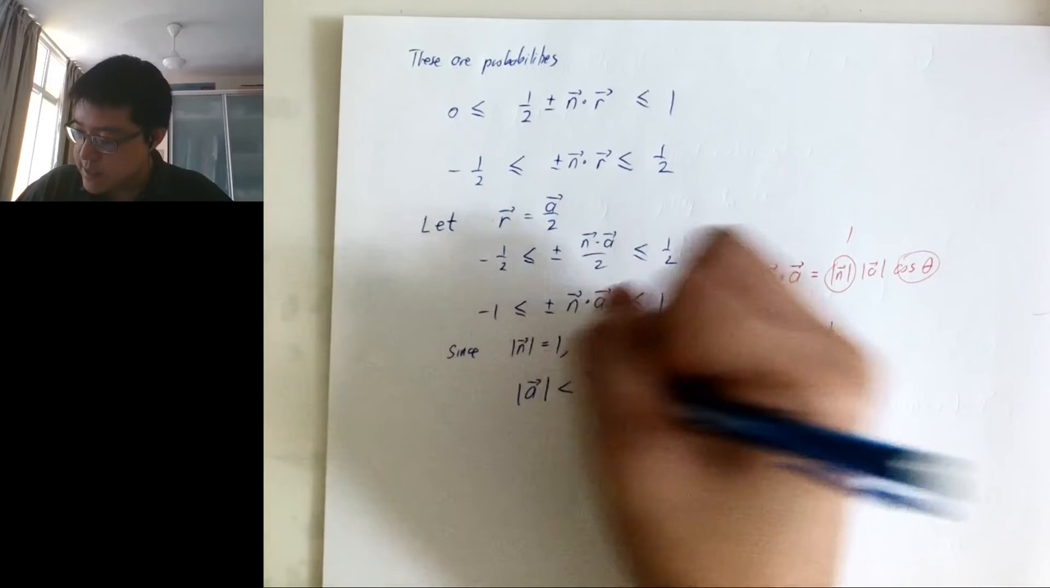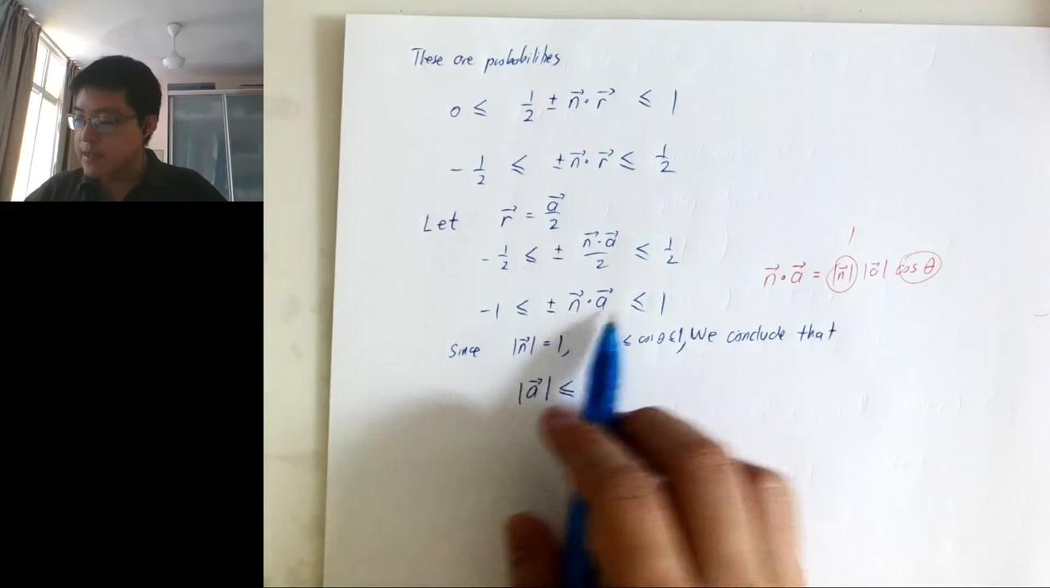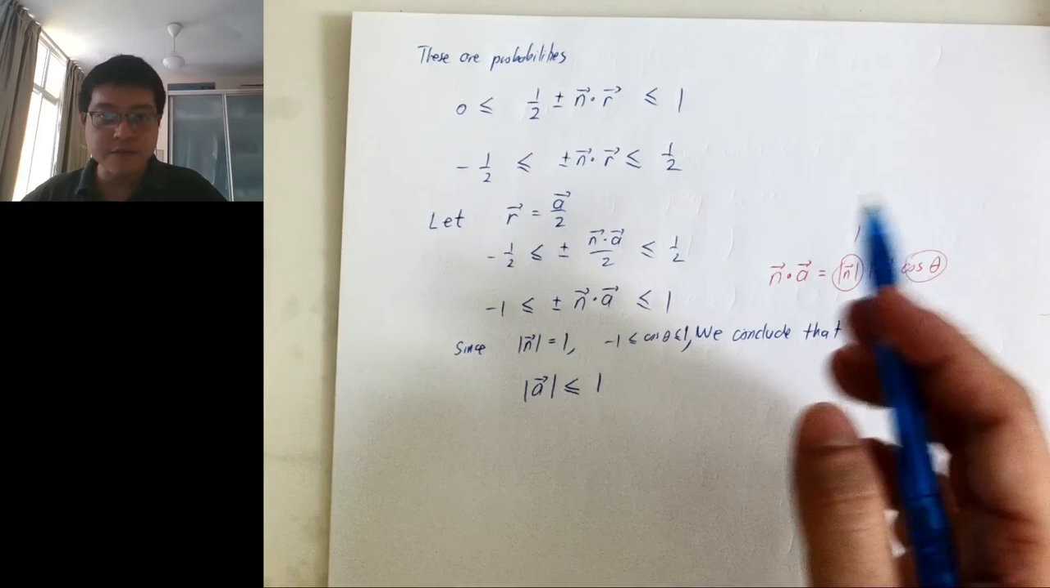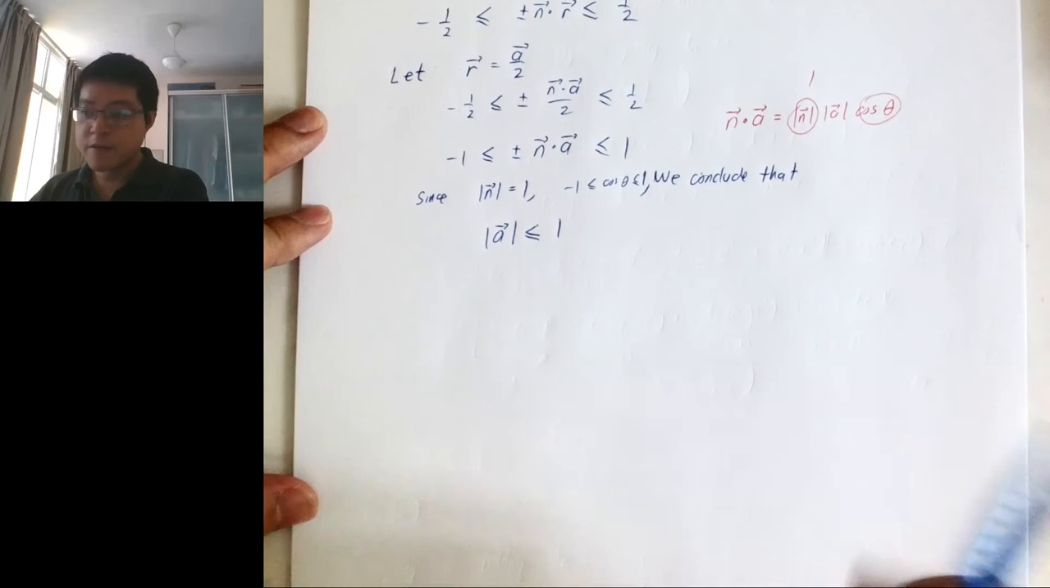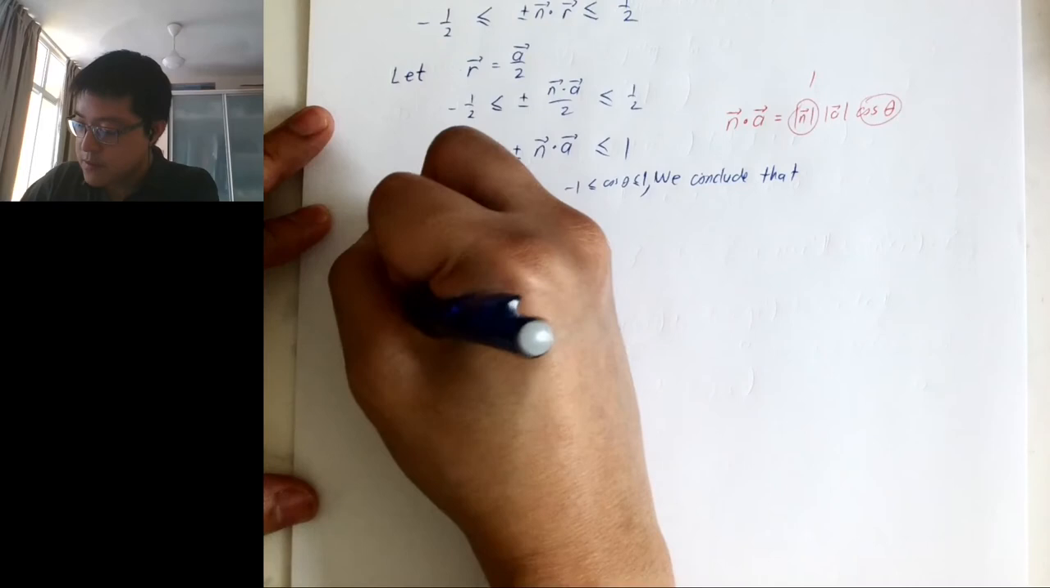Okay. If it's larger than 1, then I can find an angle or some direction that will take me outside of this range already. Which shouldn't be, because we are supposed to talk about probabilities, right? So yeah, we have identified what the possible values of A are already, right? So we have found that R is equal to A over 2.